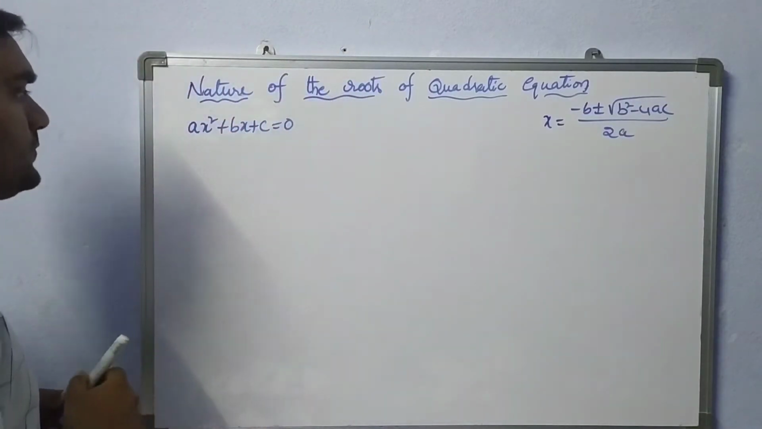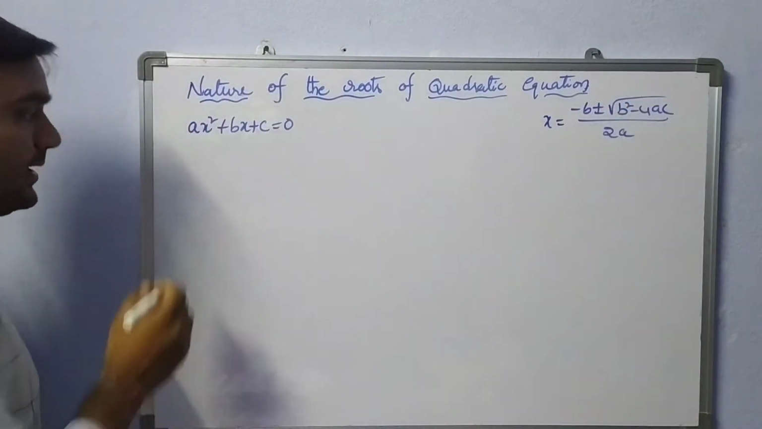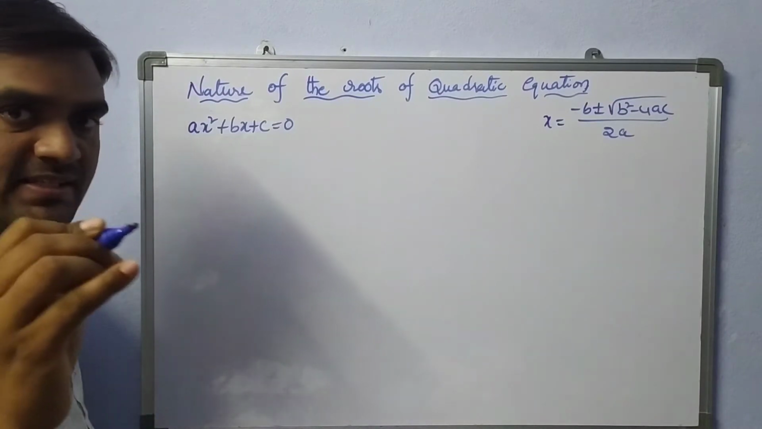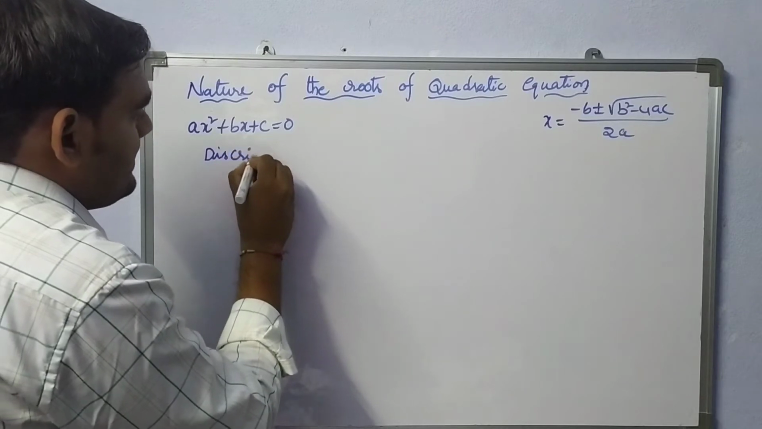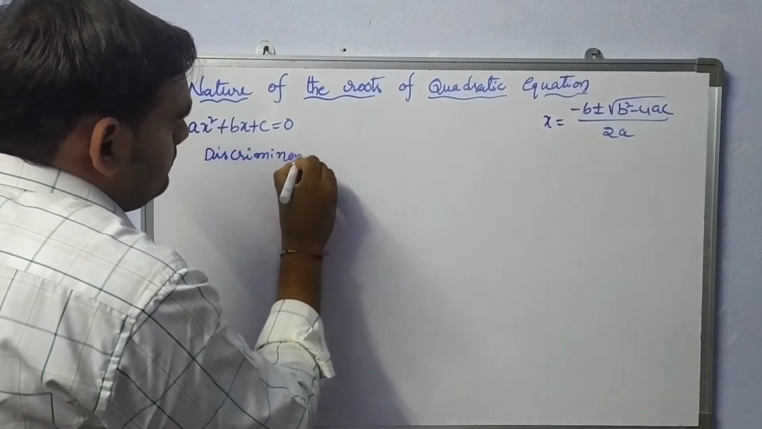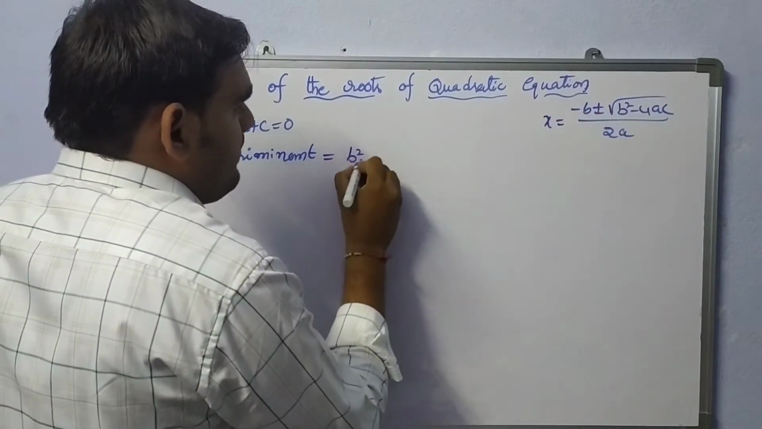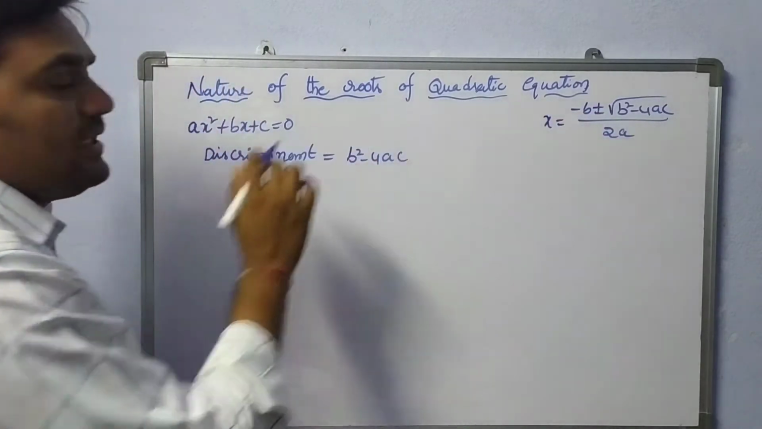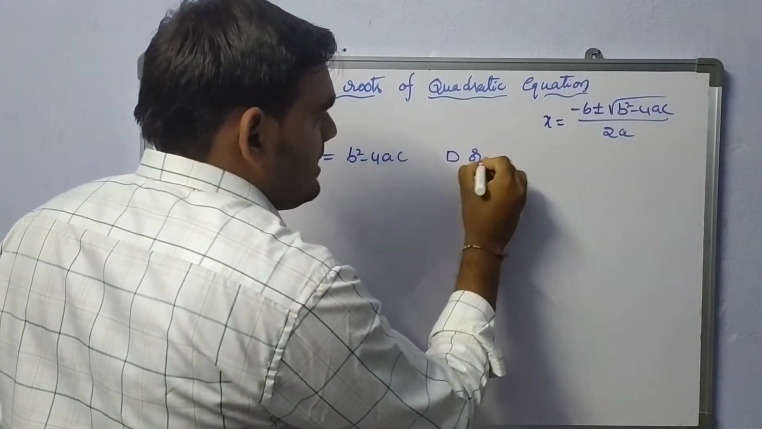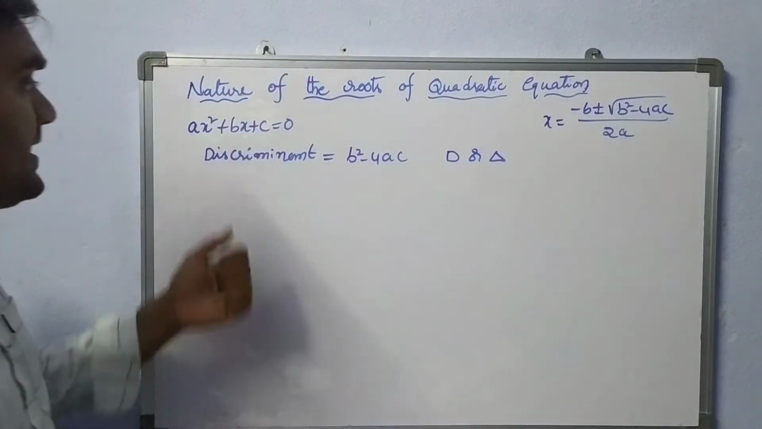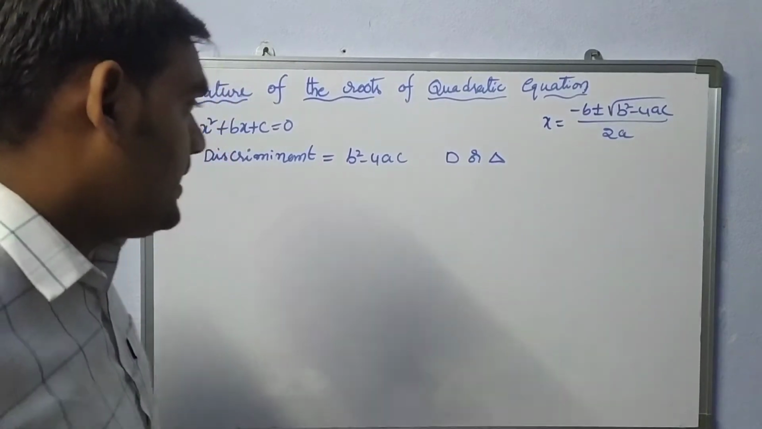See here, what is the discriminant? The discriminant is nothing but b square minus 4ac. Discriminant is equal to b square minus 4ac. This is called the discriminant. It is represented by the letter capital D or else delta, isn't it?